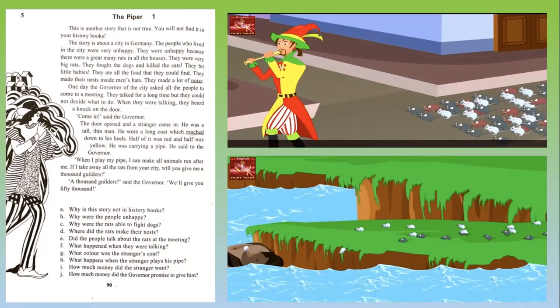Understand the story about the piper who was wearing a long yellow and red coat, and he said that I can take away all the animals, all the mice from the city, but you have to give me 1,000 guilders, because they were all very worried. So the governor said, not 1,000 guilders, I will give you 50,000.